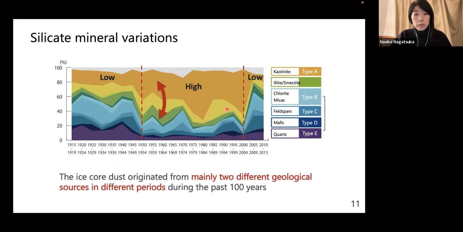In contrast, types B, C, D, and E minerals showed the opposite trend. From these results, we can see the ice core dust originated from mainly 2 different geological sources in different periods during the past 100 years.